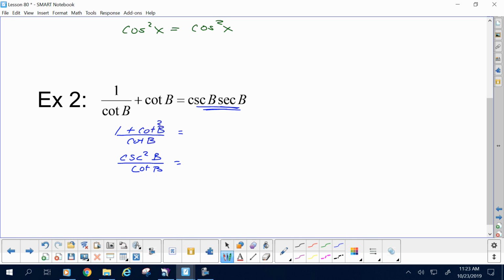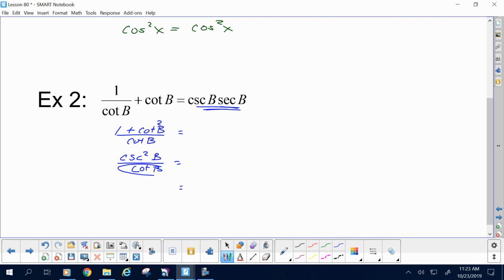Now what? Now work with the denominator. What can you do in the denominator? Now we can change it to secant squared. No, 1 over cosine over sine. And then multiply by cosine, 1 over.